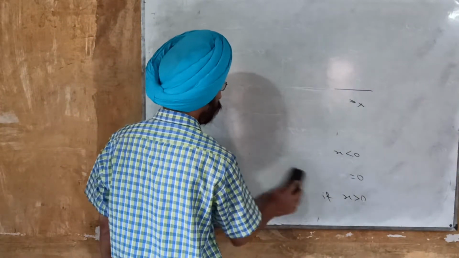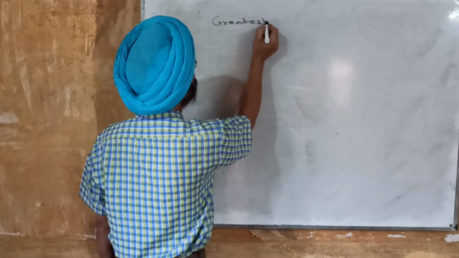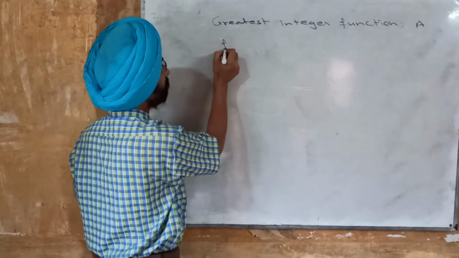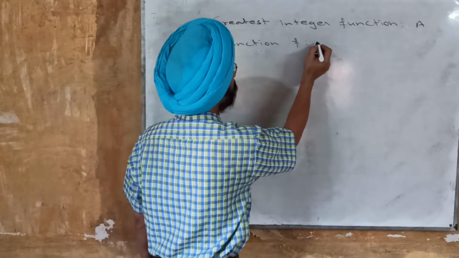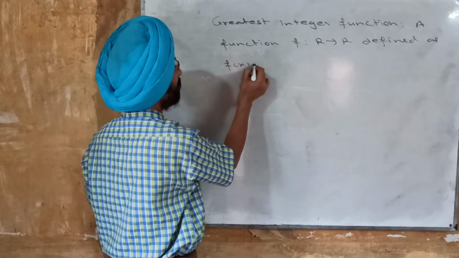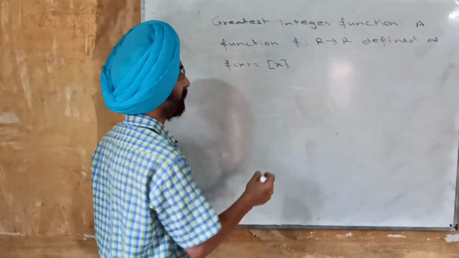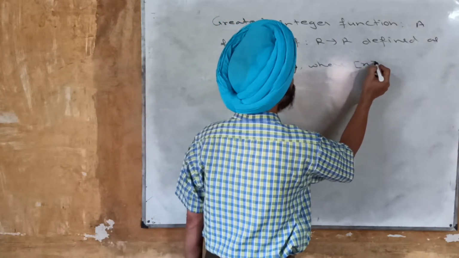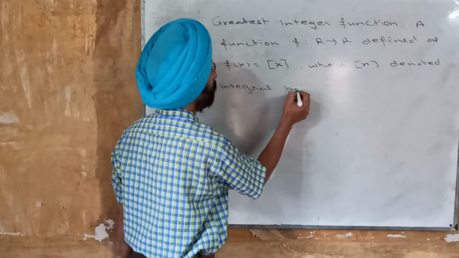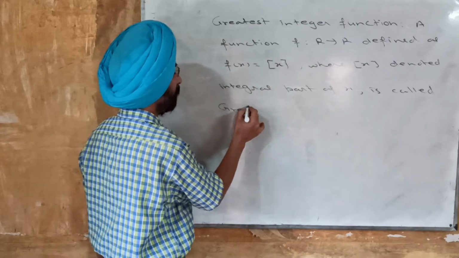After the signum function, there is one more very important function that is known as the greatest integer function. So what is the greatest integer function? A function f from R to R defined as f(x) is equal to box x. We read this as box x, or you can say greatest integer x. So f(x) is equal to box x, where box x denotes the integral part of x, is called the greatest integer function.